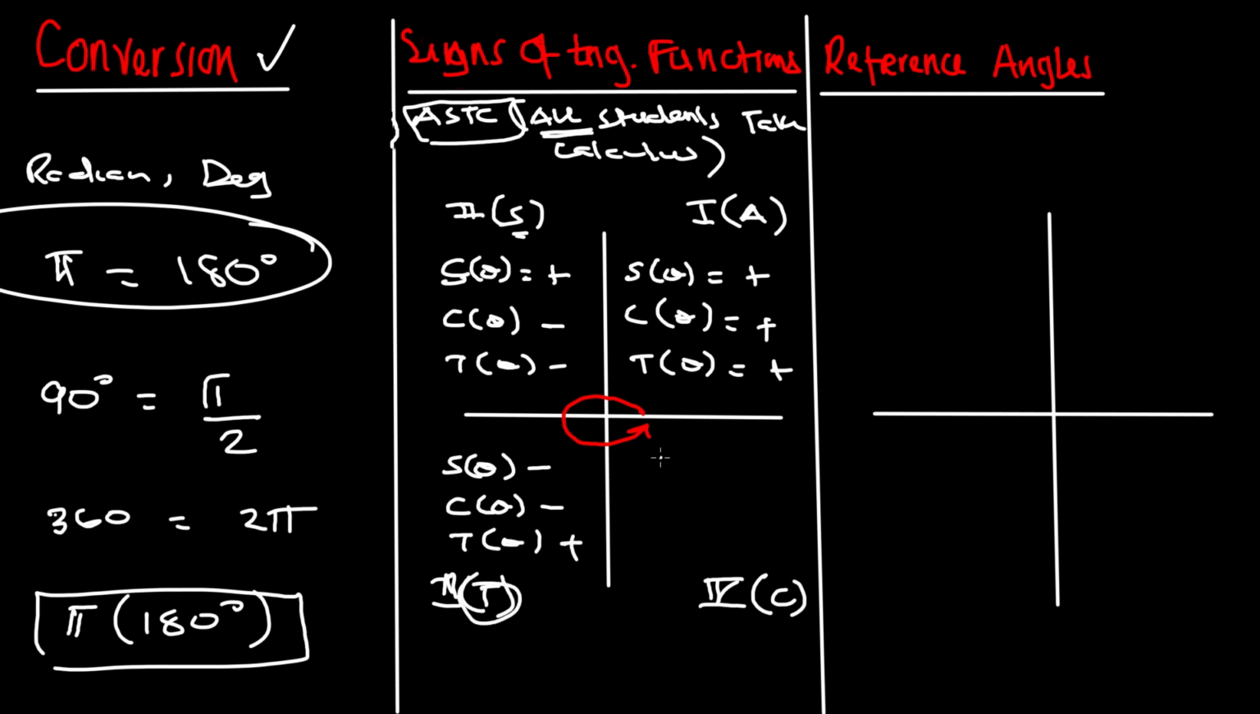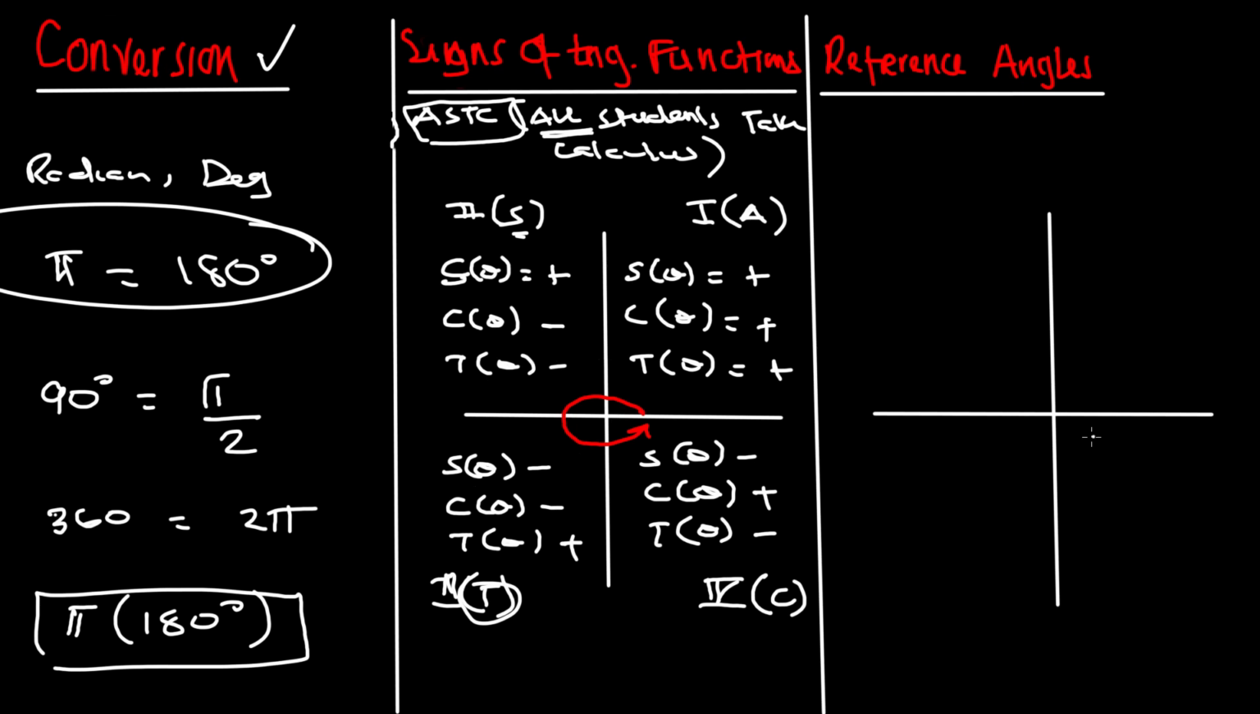All right, what about this one here? Sine theta will be negative. Cos theta will be positive. Tan theta will be negative in this quadrant. Normally we use what we call reference angles when we are trying to find the angle of the value in these quadrants.